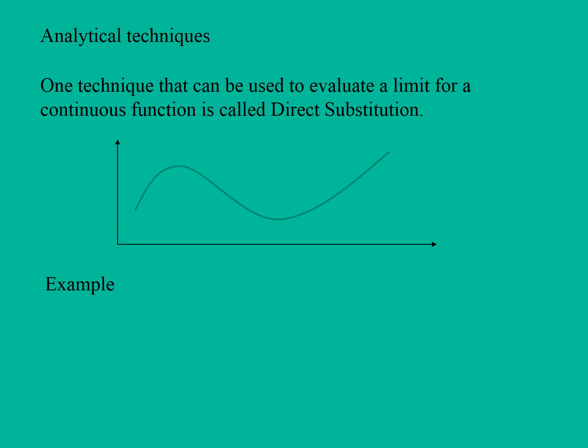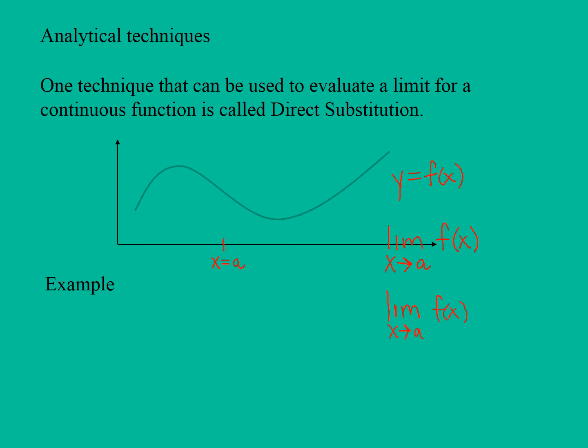So let's look at how we would use direct substitution if we are working with a continuous function. Let's say we have our function here, y equals f of x, and we are trying to find the limit of this function as x approaches a. We know that in order for a limit to exist, the one-sided limits must equal each other.